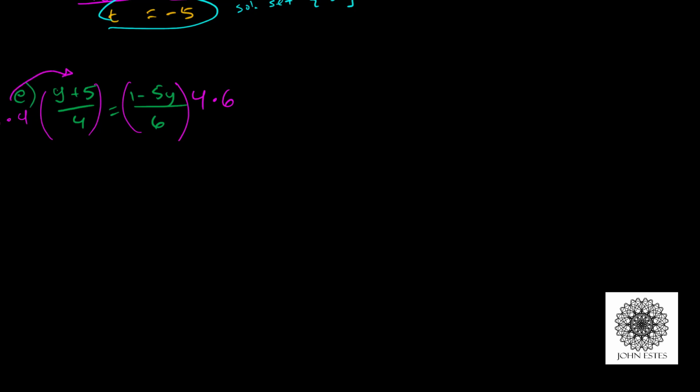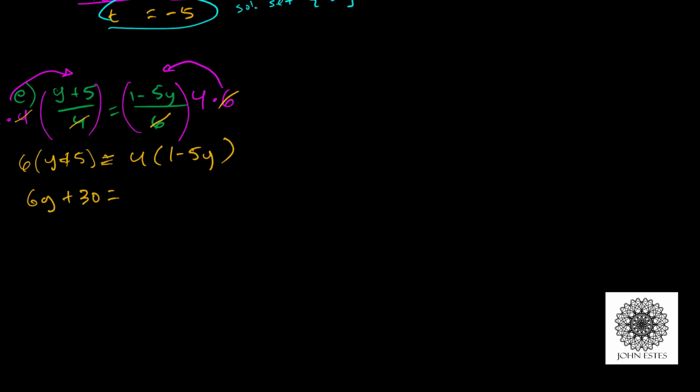So now when I distribute this across on both sides, on the left-hand side, my 4's cancel out, and I'm left with 6 times y plus 5. And on the right-hand side, my 6's cancel out, and I'm left with 4 times 1 minus 5y. From there, this is the same thing that we've done in the other examples. Okay, so I'm going to distribute my 6. I get 6y plus 30 equals, on the other side, distribute my 4, end up with 4 minus 20y.